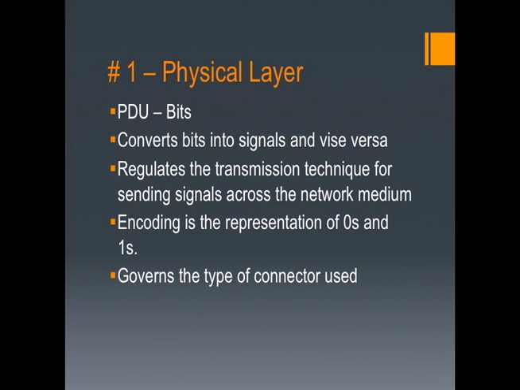The first layer is the physical layer. Its PDU is bits. It converts bits into signals and vice versa. It regulates the transmission technique for sending signals across the network medium. Encoding is representations of zeros and ones, and it governs the type of connector used.